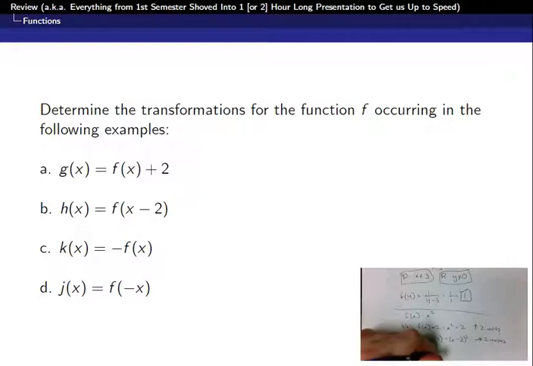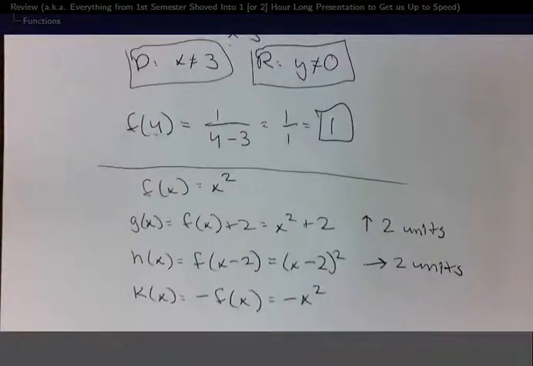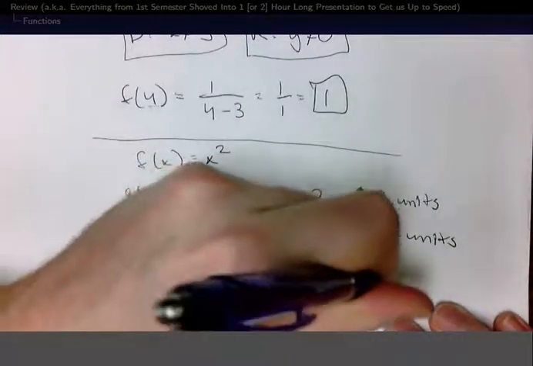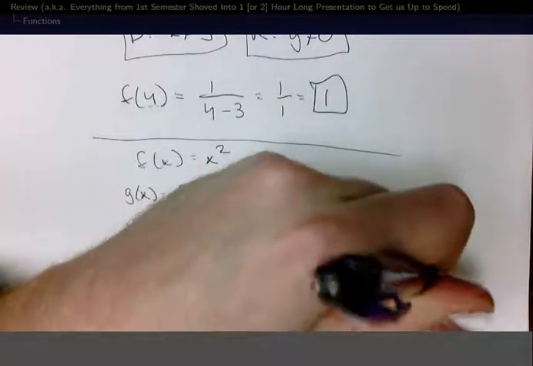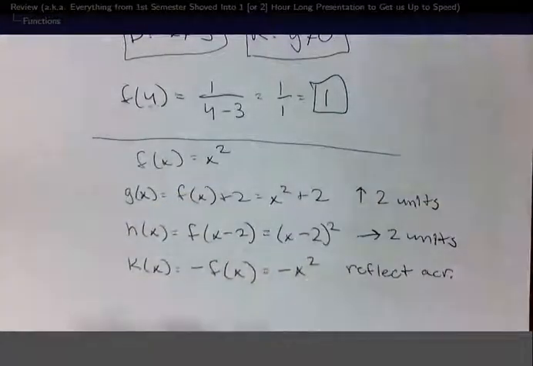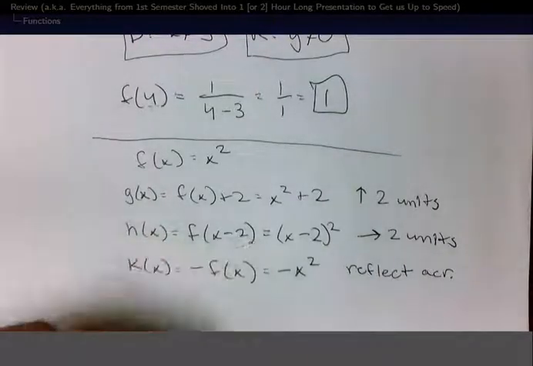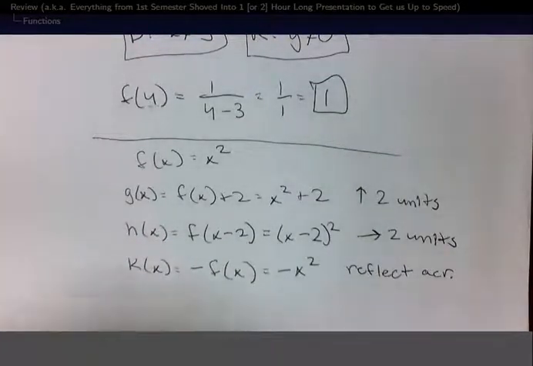So if I have k of x equals negative f of x, that's going to be negative x squared. So if my negative, again, is outside my function definition, that's going to reflect across the x-axis. So if it's outside, I'm going to be reflecting across the x-axis. So I'm going to flip the graph across the x-axis.